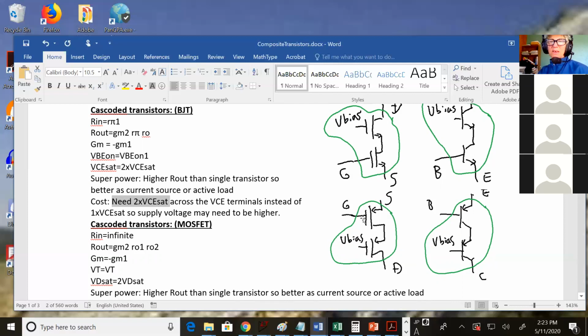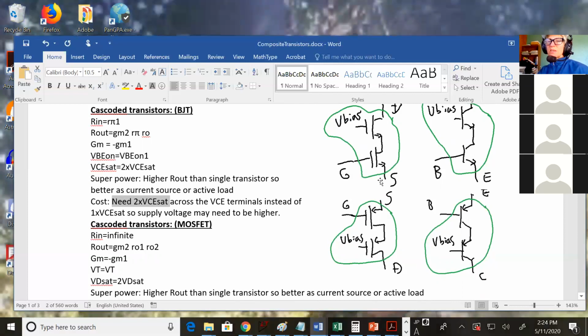I don't see anybody raising their hand, but just notice that the VGS for the cascoded transistor is the same as the VGS for this transistor. So it turns out that the transconductance for this whole thing, the big GM for this whole thing, is just the GM of this bottom transistor. So that's where you get this.